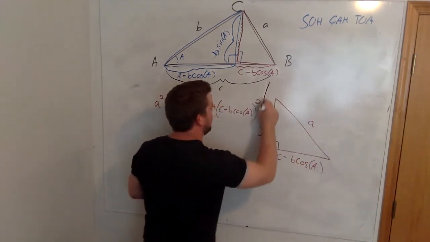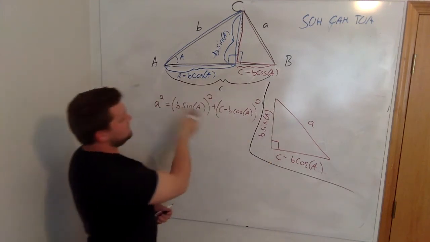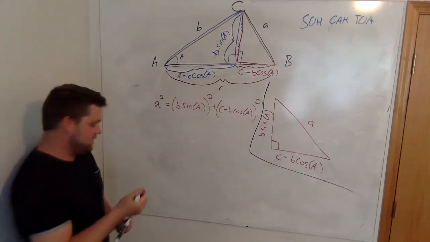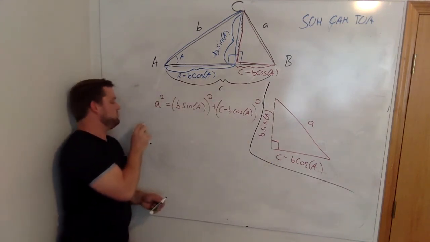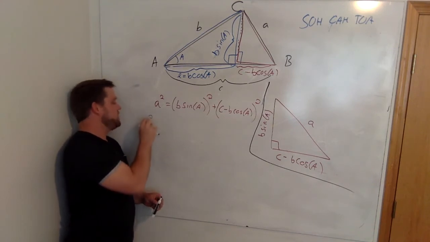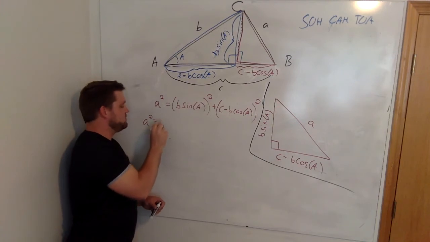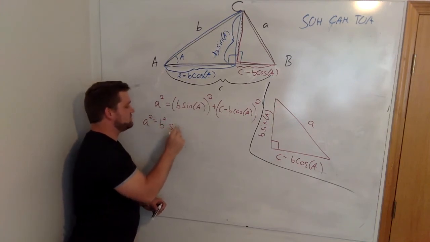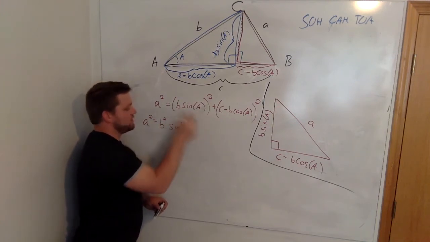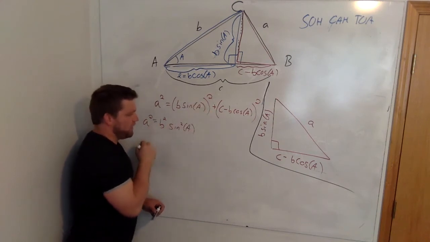We're just doing the Pythagorean theorem. Okay, let's see if this leads us anywhere nice. So again, we're just exploring. Maybe we'll get something cool out of it. a squared would be equal to, well, this will be the same thing as b squared times sine squared of A when I distribute in the square.